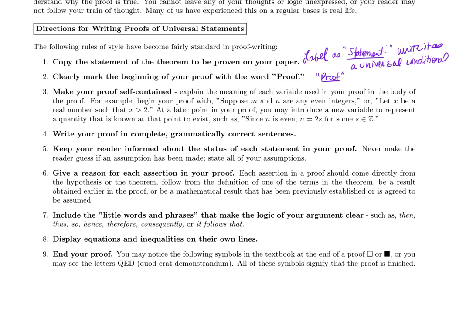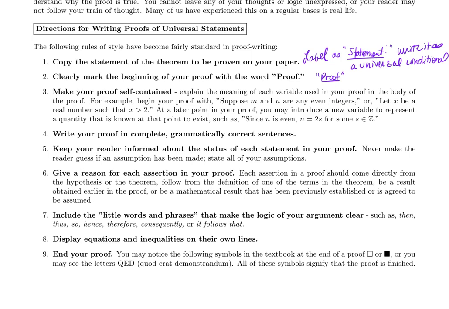Number 5 says keep your reader informed about the status of each statement in your proof. So you should never be making your reader guess what is going on. You should always be stating the assumptions that are being made so that your reader can follow along very, very clearly with what it is you are doing and what your logic is.